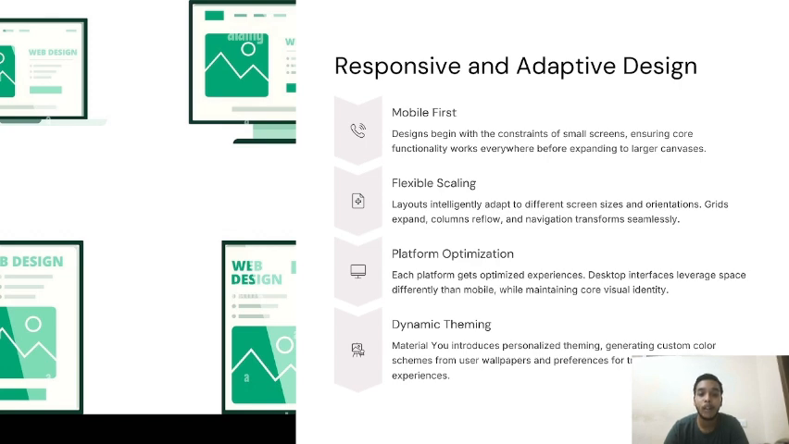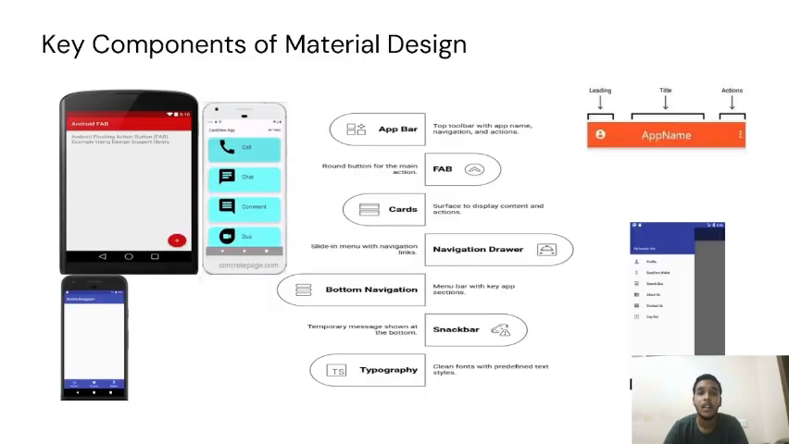The third one is platform optimization. Each platform gets an optimized experience, and desktop interfaces leverage space differently than mobiles while maintaining core visual identity. The last one is dynamic theming. Material You introduces personalized theming, generating custom colors and schemes from user wallpapers and preferences for a truly personal experience. These are the responsive and adaptive designs.